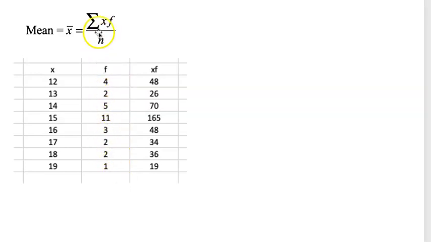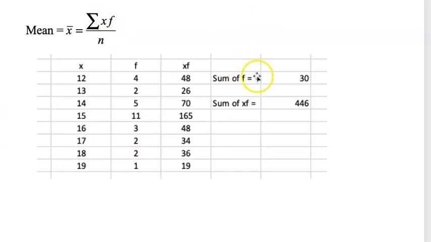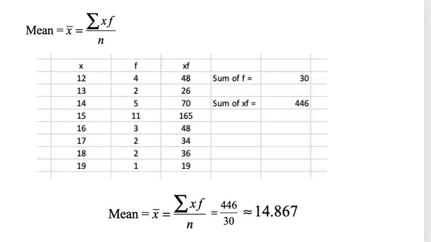The n is the sum of the f's. So in a sense, you can think sum of the xf divided by the sum of the f's. So sum of our f is 30, as we just added up. Sum of the xf, adding up all those, is 446. So the average is simply going to be 446 divided by 30. Now you'll notice I used a spreadsheet to help with that computation. Certainly not a bad idea. So our average, our mean, is 446 divided by 30, or about 14.867, just a little bit shy of 15.